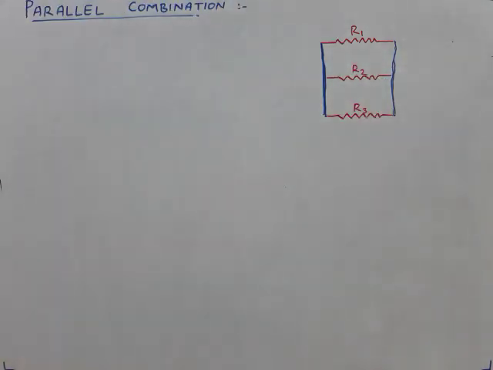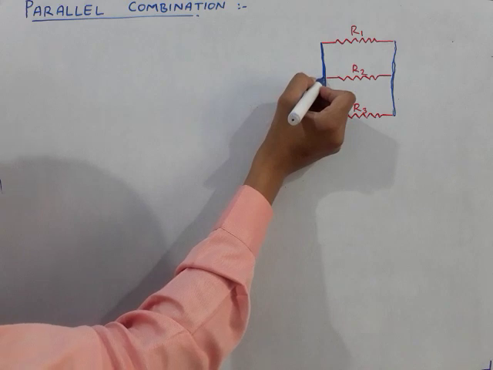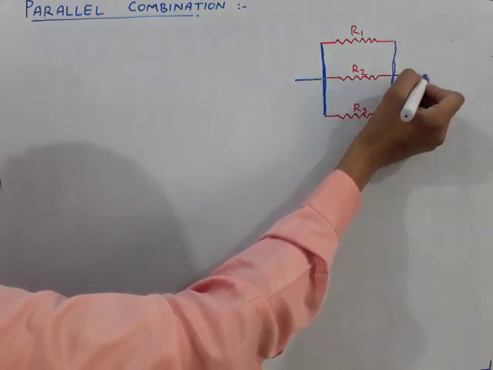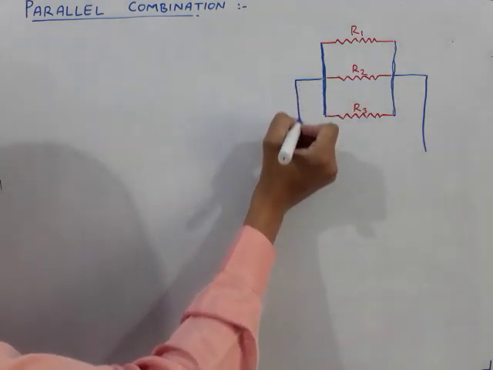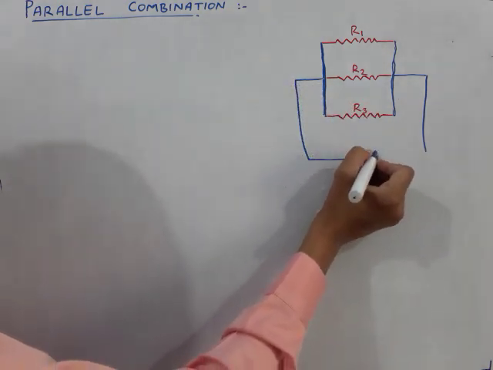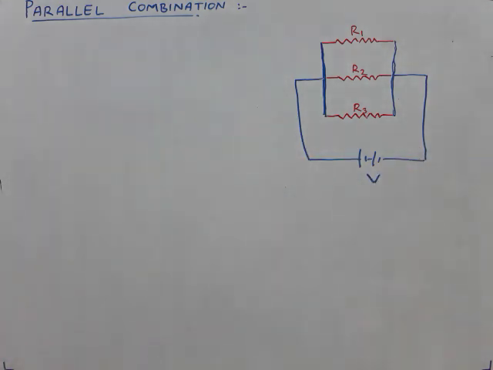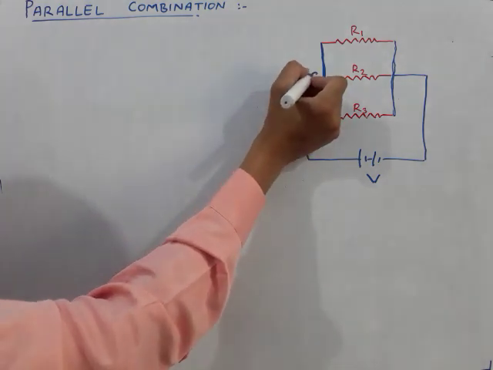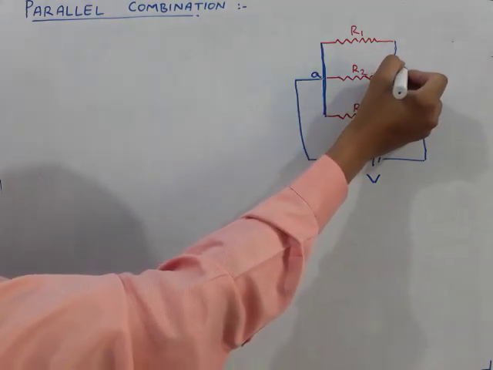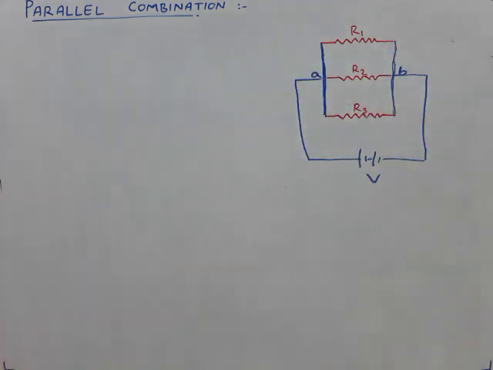Such a combination of resistors where their one ends are connected together and their other ends are also connected together is referred to as a parallel combination. This combination we can connect across a battery V. I'll name these points as A and B. Let's see now how we calculate the total resistance in this particular case.